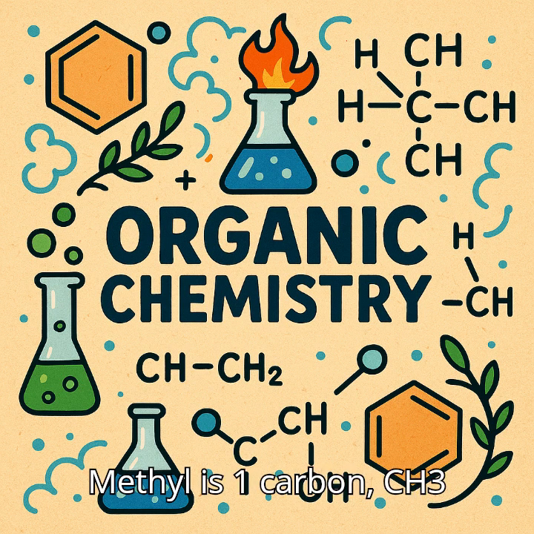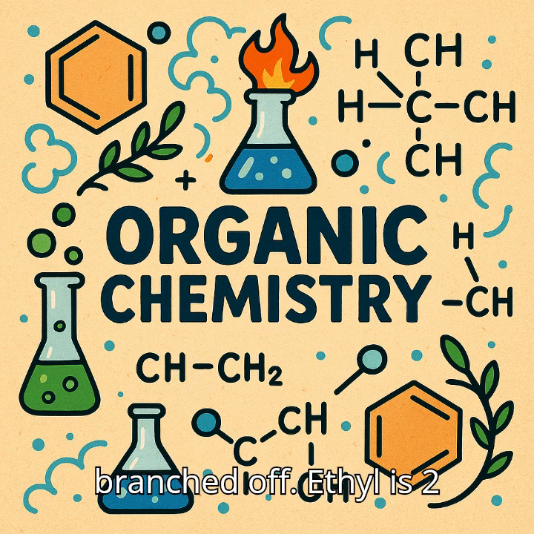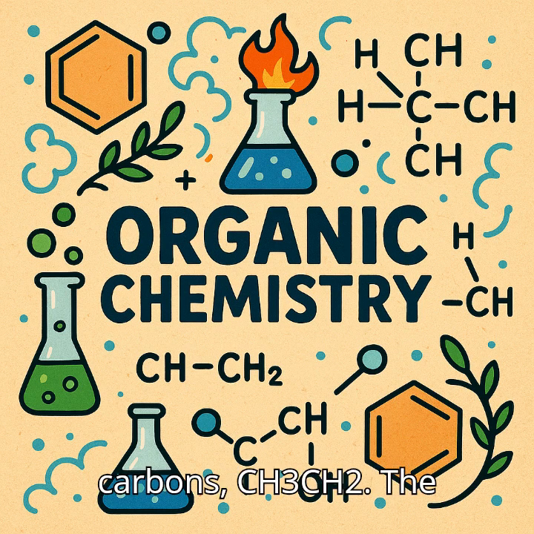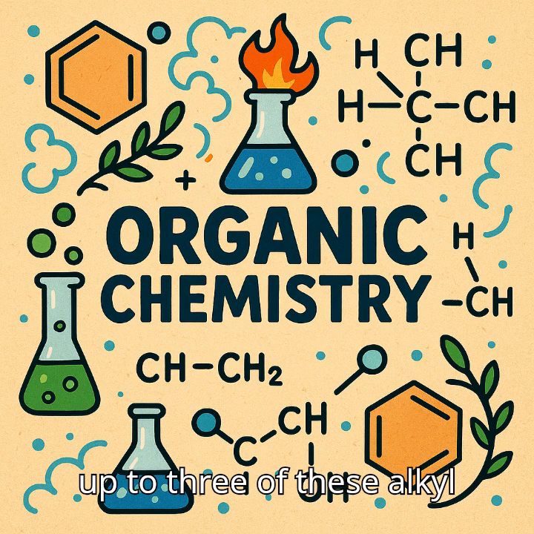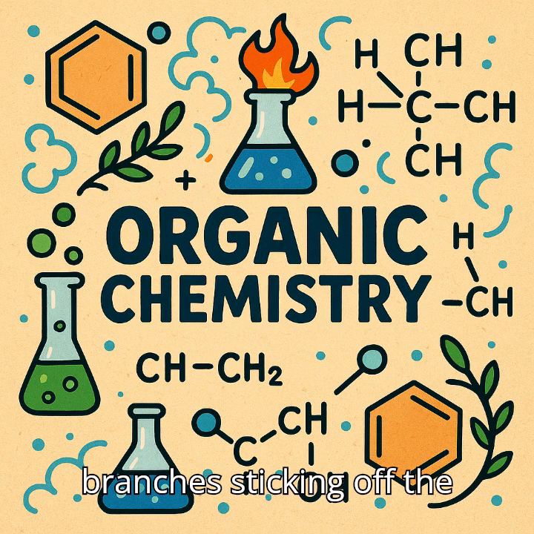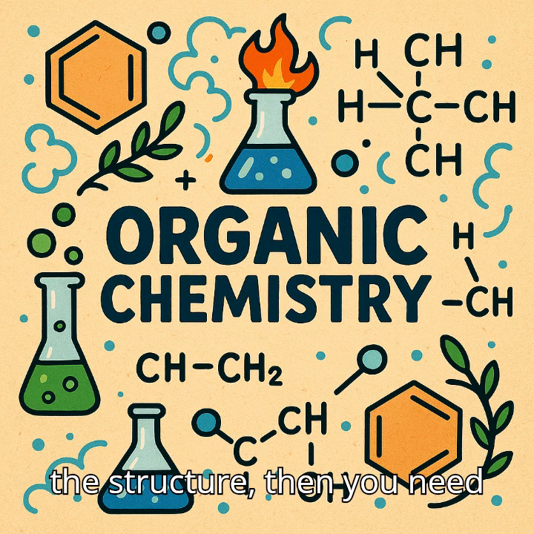Exactly. Methyl is one carbon, CH3, branched off. Ethyl is two carbons, CH3CH2. The source mentions we might see up to 3 of these alkyl branches sticking off the main chain. Okay, so you build the structure, then you need a name.